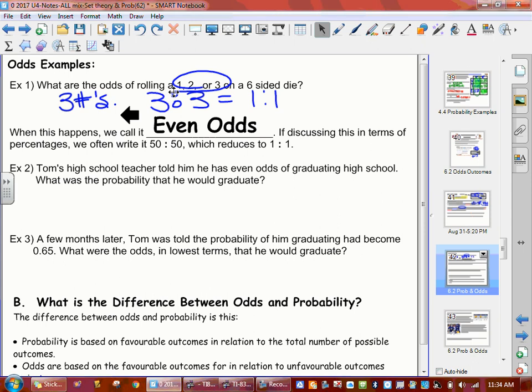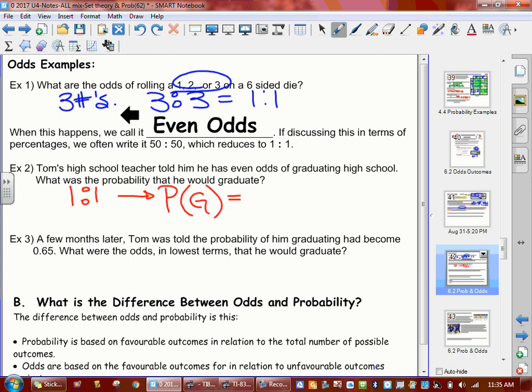50-50. If it was probability, it would be 1 out of 2. Okay? Tom's high school teacher told him he had even odds of graduating. So he had a 50-50 shot of graduating. So that means he's got a 1 to 1 shot. Okay? What is the probability of graduating then?